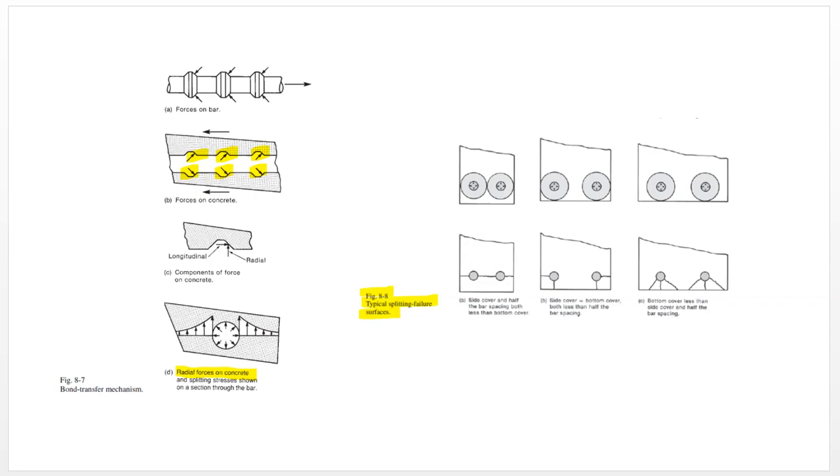And so if you're trying to develop a number of rebar, like let's say here we have two rebar, they have to be spaced far enough apart such that these fields of stress don't begin to interact with each other and create a plane of weakness, as is shown right here.